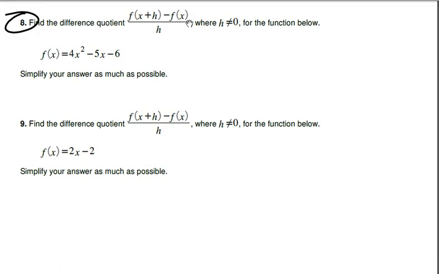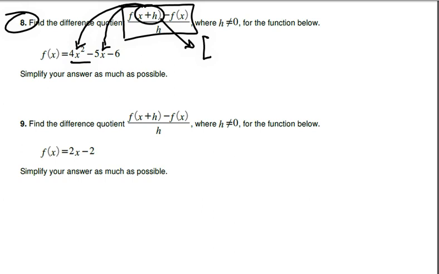Now for something a little bit more challenging. Same question, find the difference quotient. There's the formula, but now we have a quadratic trinomial. All right, let's get out our algebra hats here. So, f of x plus h means plug in x plus h every time you see an x. So, 4 parentheses x plus h squared minus 5 parentheses x plus h minus 6.